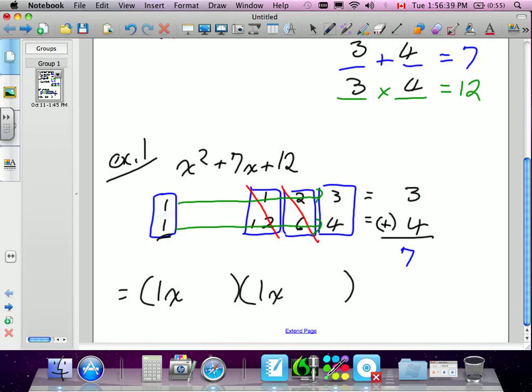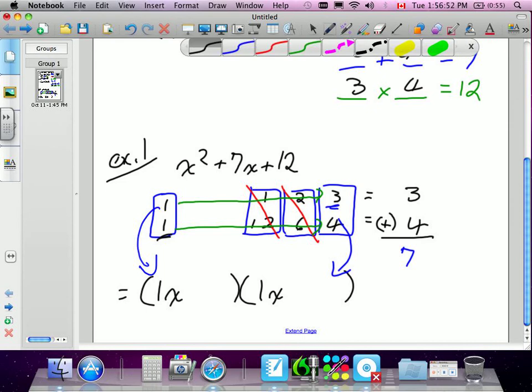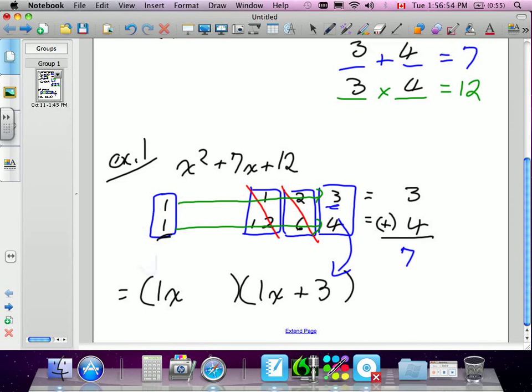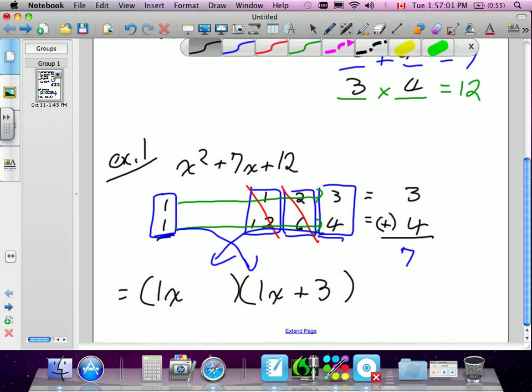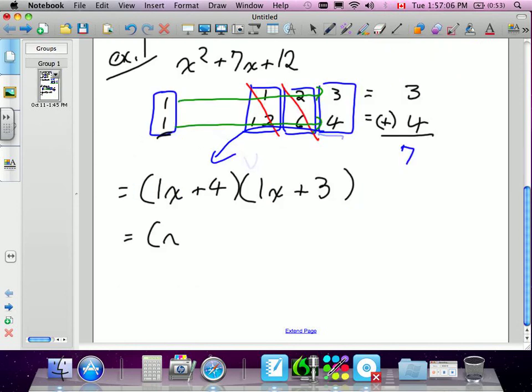Now the last 2 numbers have to go in opposite brackets. So this 1 I put down here. So this 3 has to go in the opposite bracket. It becomes the opposite term. So I put positive 3 in this one. And this 1 I put in this column. So the 4 goes in the opposite bracket. Now I know what I did seems redundant. But once we get into coefficients that aren't 1, it becomes very important.